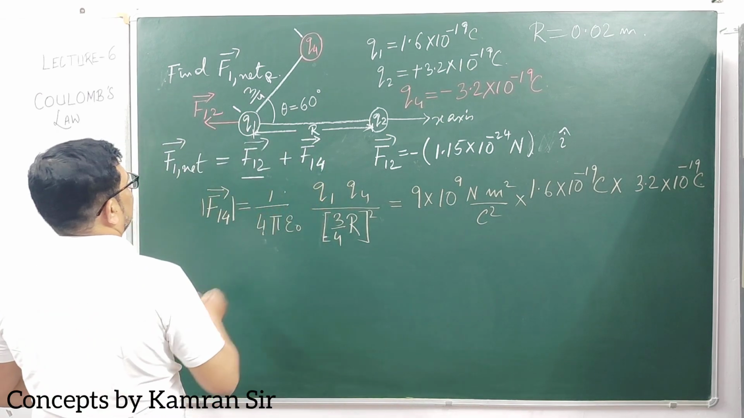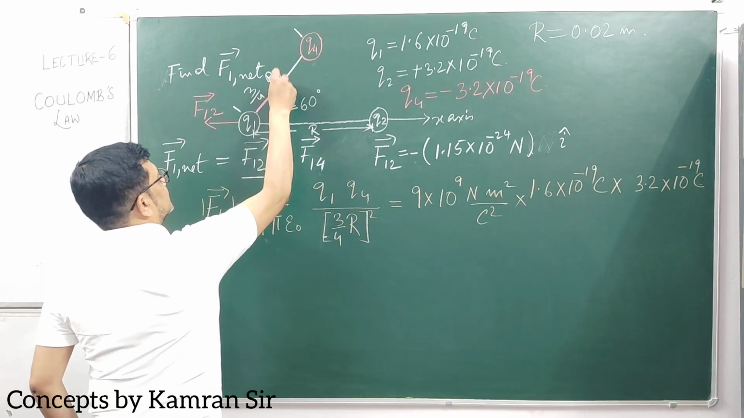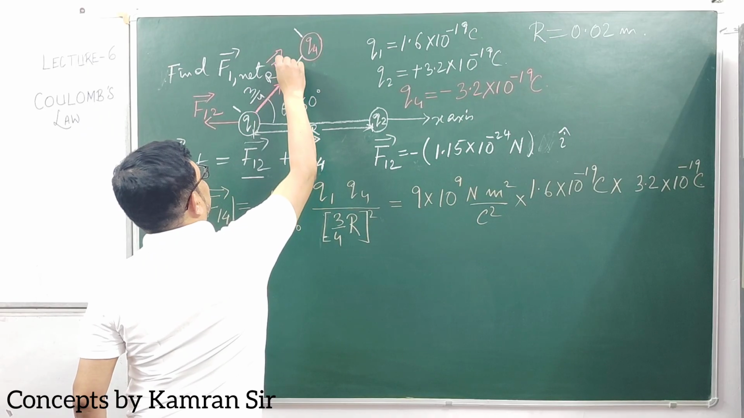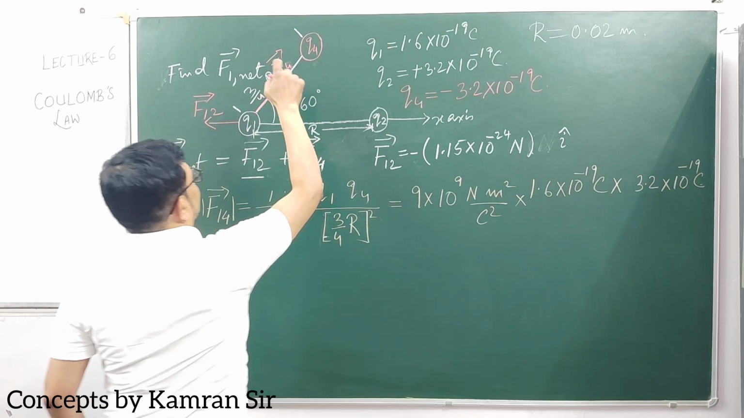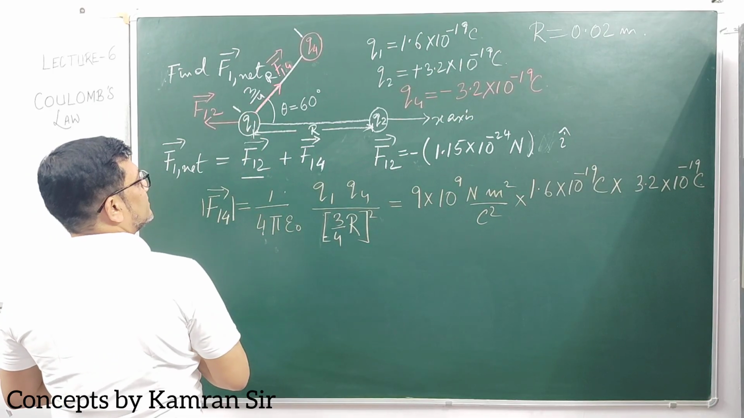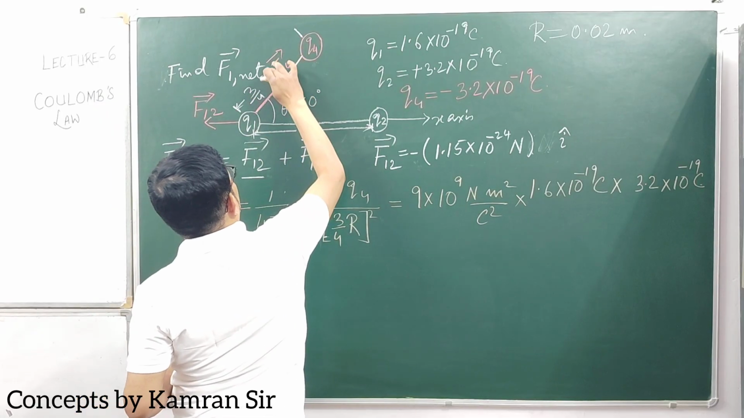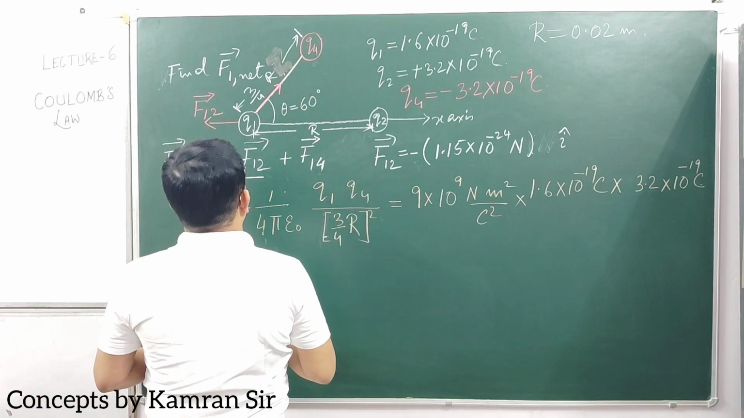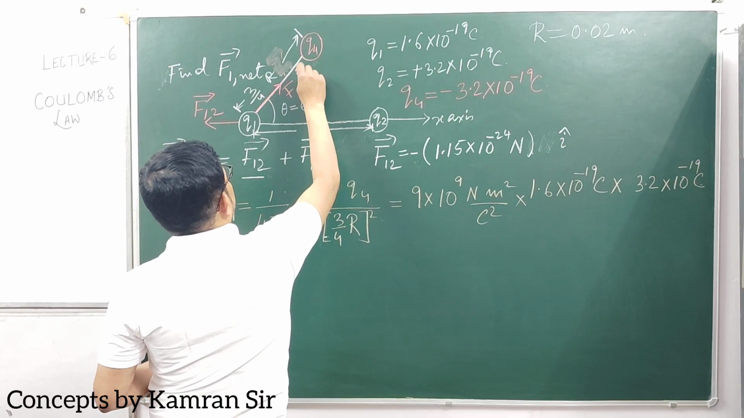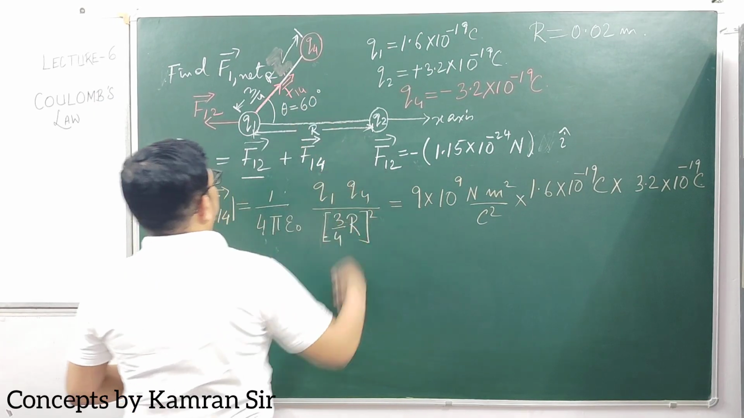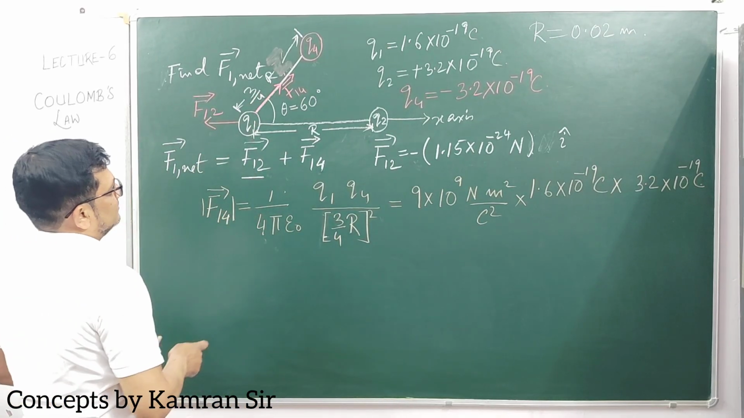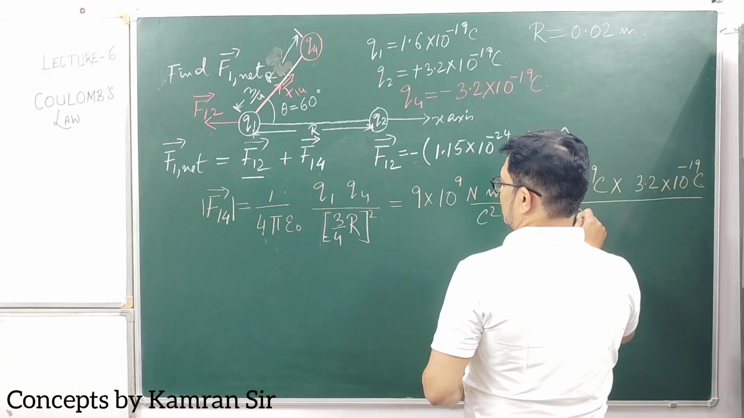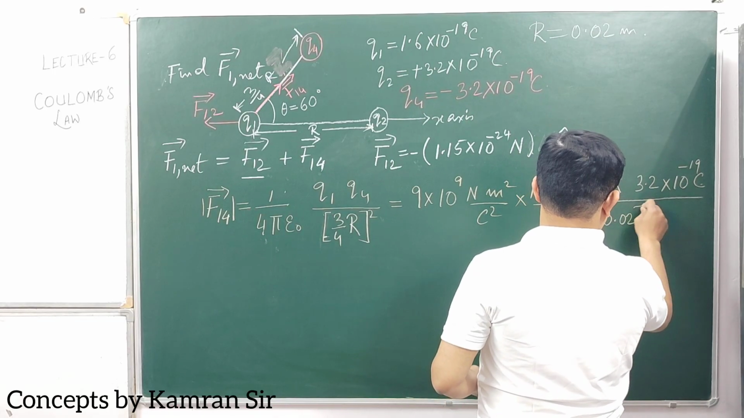So let us indicate the direction as well. The direction of F14 should be in this direction. It's going to be attraction. These are of opposite nature. Q4 is negative, minus 3.2 times 10 raised to the power minus 19, so the direction of F14 should be in this direction. One is in this direction, one is in the other way, and we are just taking the magnitude of it. So in the denominator, it comes out to be 3/4 times 0.02, everything squared.